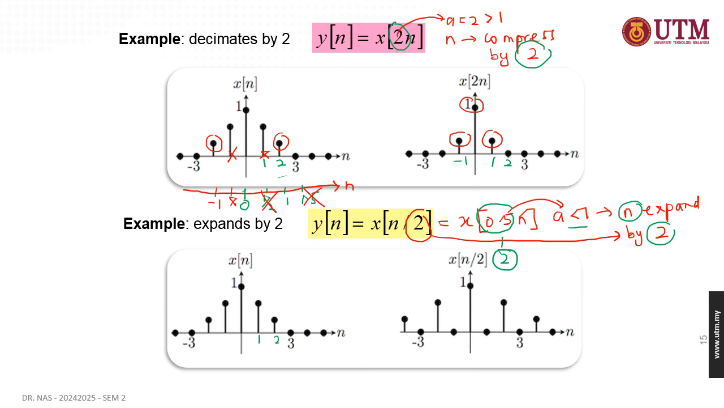So this one is 1, 2, negative 1, negative 2. The signal will be expanded in n by 2, so each of these n values will be multiplied by 2. 1 times 2 is 2, so at this position is 0. And then 1 times 2 now becomes 2, 2 times 2 is 4, 3 times 2 is 6. Negative 1 times 2 is negative 2, negative 4, and negative 6.